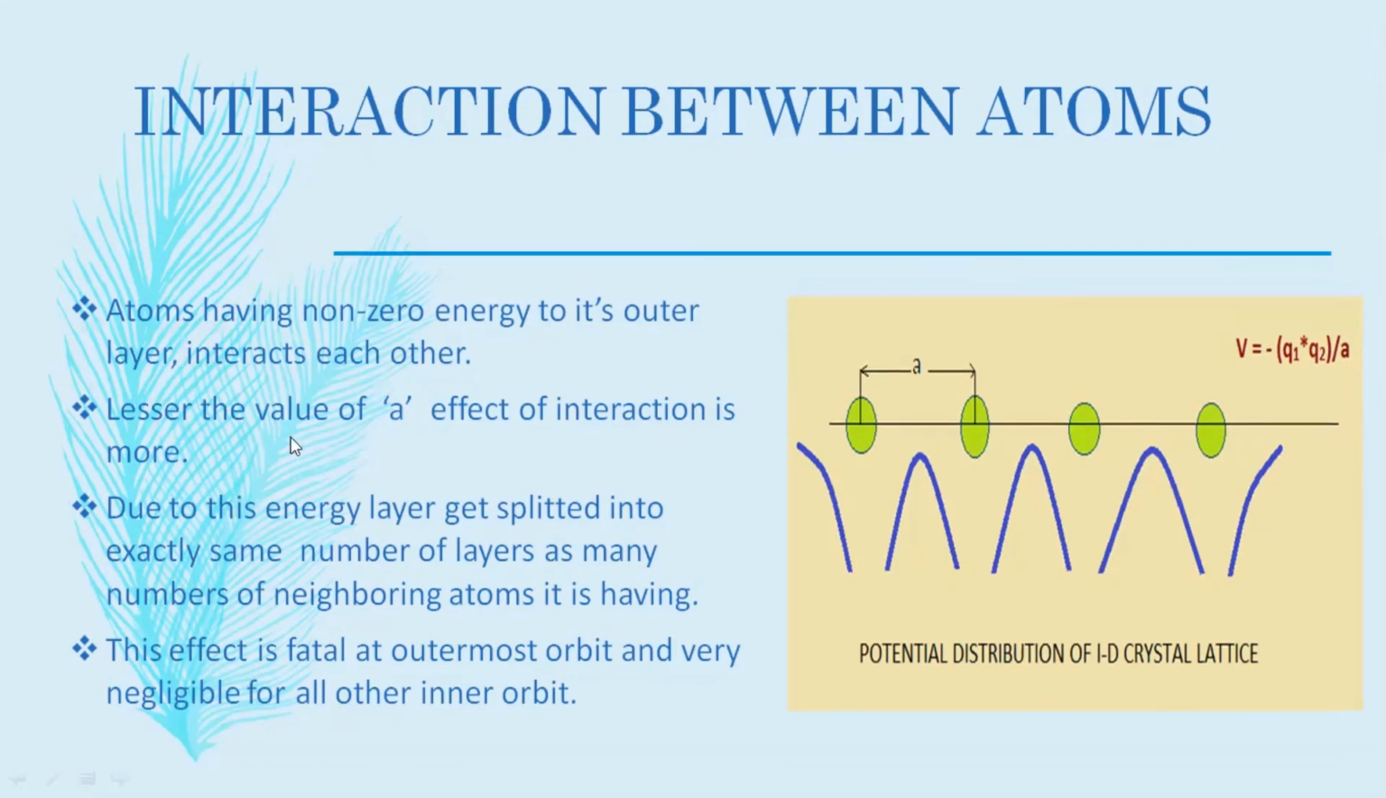Now what happens? The lesser the value of a, the more interatomic interactions there will be. Due to this, the energy, whose explicit energy level was the solution of Schrödinger's equation, becomes obsolete when you have a number of interacting atoms. Due to all these interacting atoms, the explicit energy level of any electron orbit gets split.